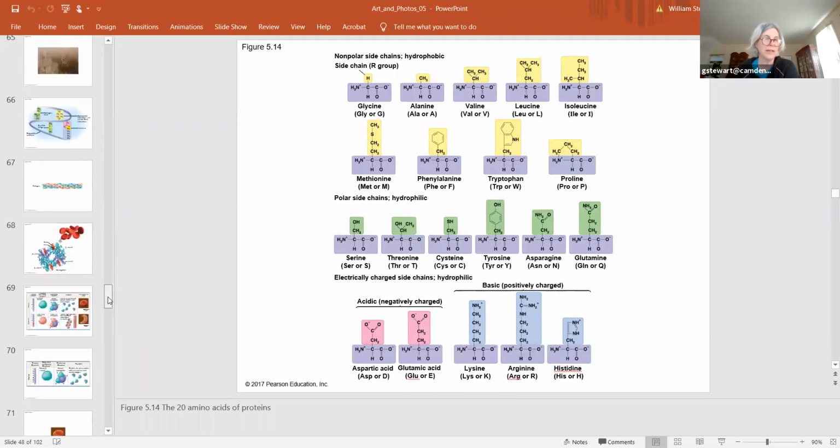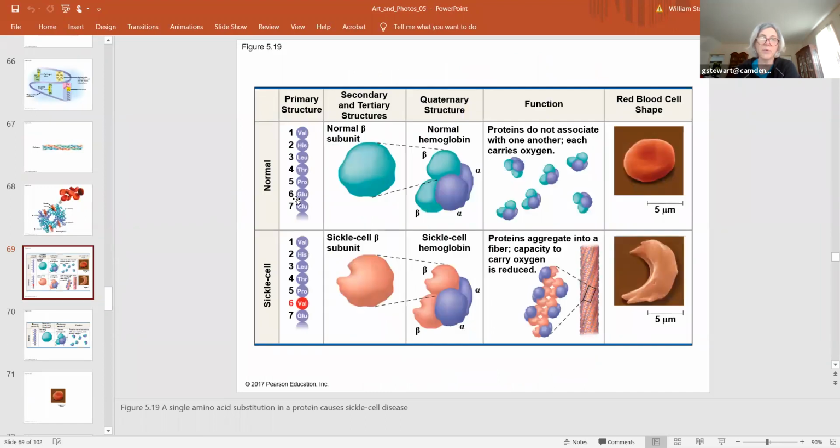So if we look at hemoglobin here, normally amino acid 6 is glutamic acid. If that amino acid 6 has been changed by a mutation to the DNA and now it codes for valine, that is the cause of an abnormal shape to the beta subunit of hemoglobin, and the hemoglobin doesn't assemble in the same way as normal, and then it aggregates into this fiber that causes this sickle shape of the red blood cells, which diminishes how much oxygen can be carried by each hemoglobin molecule.